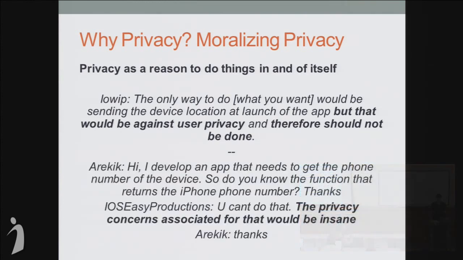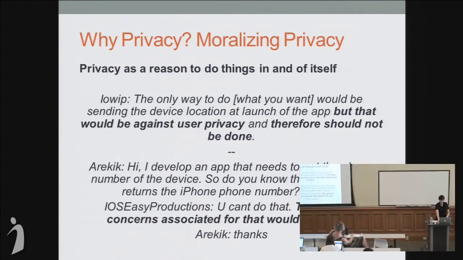For iOS developers, privacy is the explanation. R. Kirk writes, "Hi, I develop an app that needs to get the phone number of the device. So do you know the function that returns the phone number? Thanks." iOS Easy Productions says, "You can't do that. The privacy concerns associated with that would be insane." To which R. Kirk responds, "Thanks." So similarly, for iOS Easy Productions, privacy concerns are enough to shut down a line of development. And we don't know what R. Kirk did, but his very polite and simple response seems to imply agreement.